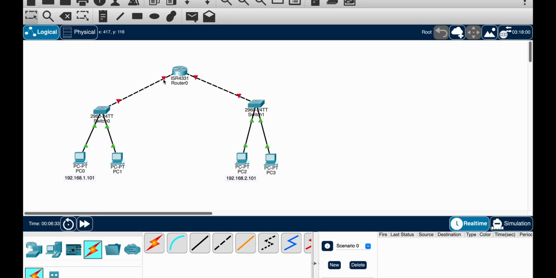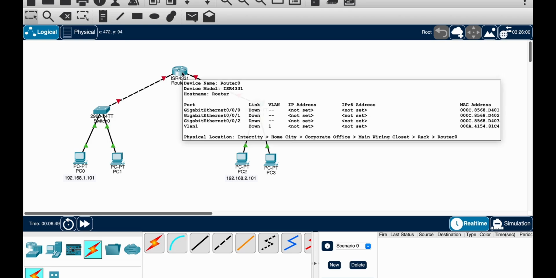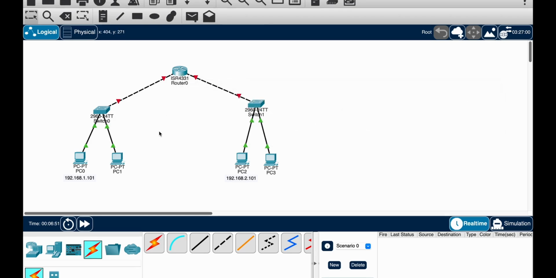The port or the interface with which this wire is connected for this LAN, so let's call this LAN 1 and let's call this LAN 2, the port which is connected to LAN 1 is going to be part of LAN 1, and the port which is connected to LAN 2 is going to be part of LAN 2. So this router is a special type of device which is going to be connected to two different LANs. It can be connected to multiple LANs as well. Okay, so let's go ahead and click on this router.